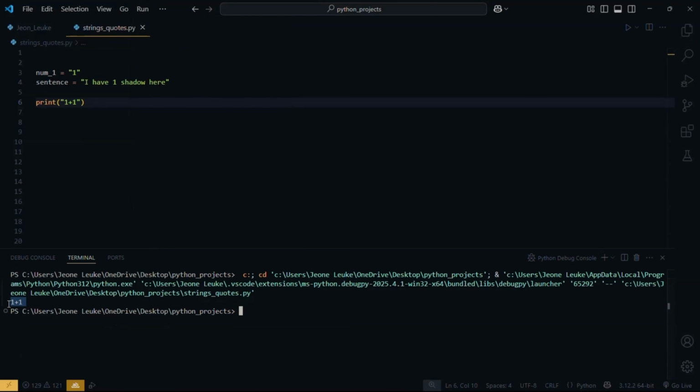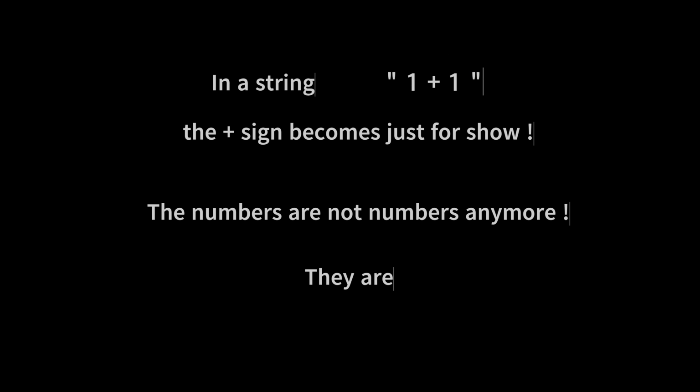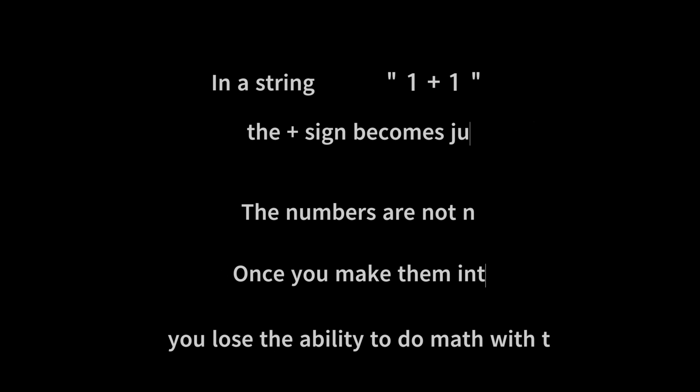Right, so this one is the same exact thing that you have here within the quotation marks. This is the string printed out the way it looks in here. So you didn't have the evaluation of 1 plus 1, which would be 2. This is because each value kind has its own properties. You can't do arithmetic with strings. In a string, the plus sign becomes just for show. The numbers are not numbers anymore. They're like drawings. Once you make them into a string, you lose the ability to do math with them.